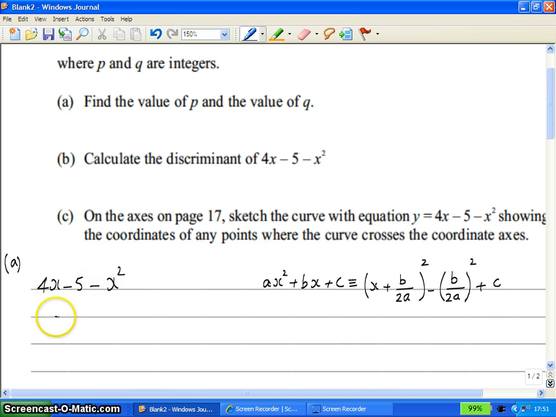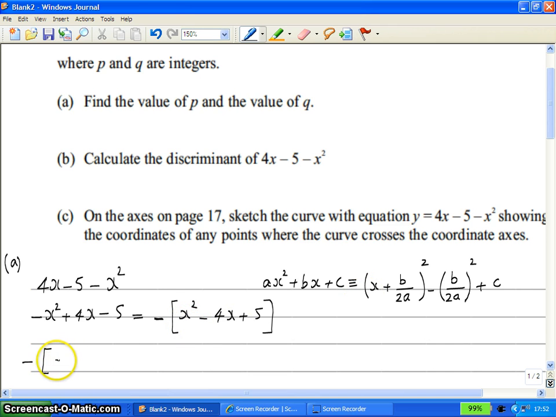That's the given equation. Let's first write it in the form of ax squared plus bx plus c, that is minus x squared plus 4x minus 5, and then I can take out the minus, and then I would have x squared minus 4x plus 5, like that. And then I'm going to apply the formula.